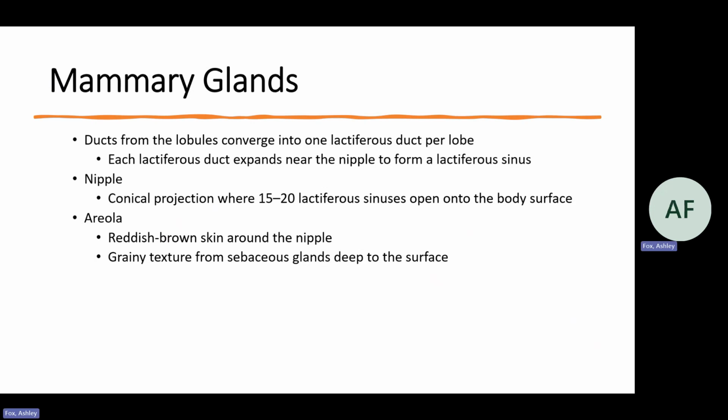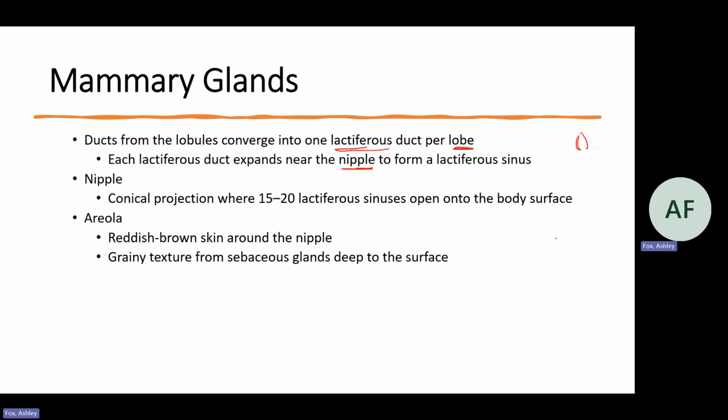So each one of your ducts from the lobules, each lobule is going to come together and produce a lactiferous duct. So lobules converge into a lactiferous duct per lobe. These are all near the nipple, where they can form a sinus. So we can have a little stretched out area, a sinus, where milk can be stored just before the nipple, because that's where milk is going to be ejected.